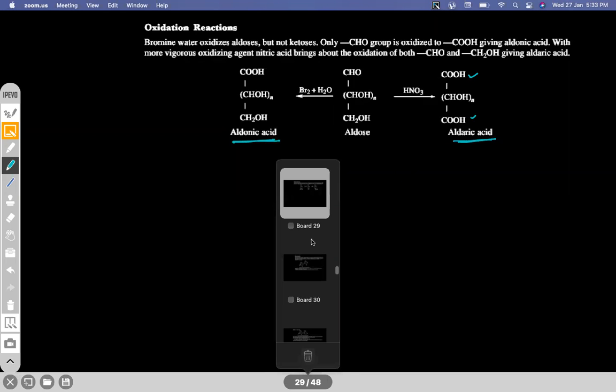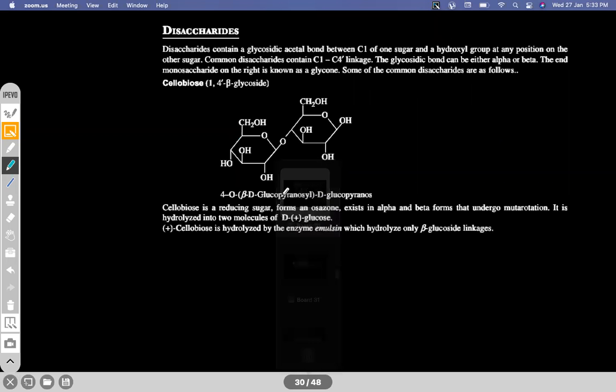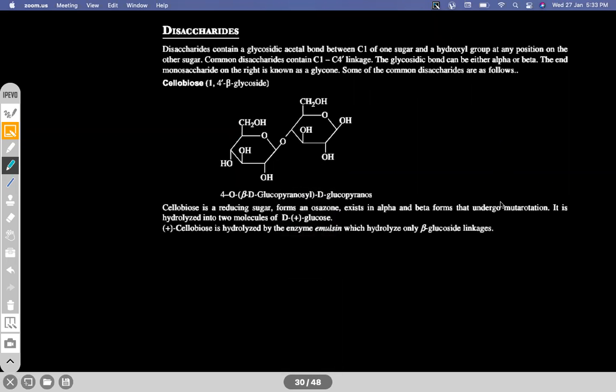Okay, so next in this one, I have to discuss disaccharide. This is important, and on this, you get many questions in the exam. Okay, so what is important here, you see, disaccharides, like we know, are made up of the combination of two monosaccharides. So which carbon atoms are involved in this combination?